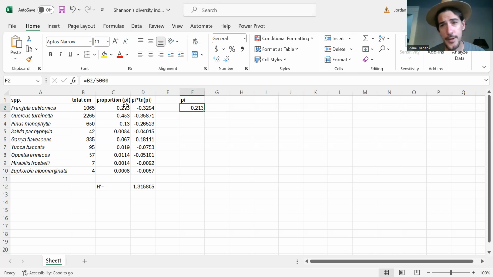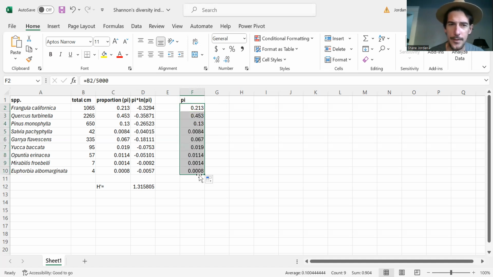And if we want to do that calculation for all of the species in the data frame, rather than doing it over and over again, once we've done that calculation one time, all we have to do is grab the bottom right of this little cell, and you'll see this plus sign emerge. You can click on the bottom right of that cell with the plus sign and drag down, and lo and behold, all the calculations of proportional cover will be done for you. So this happens pretty fast.